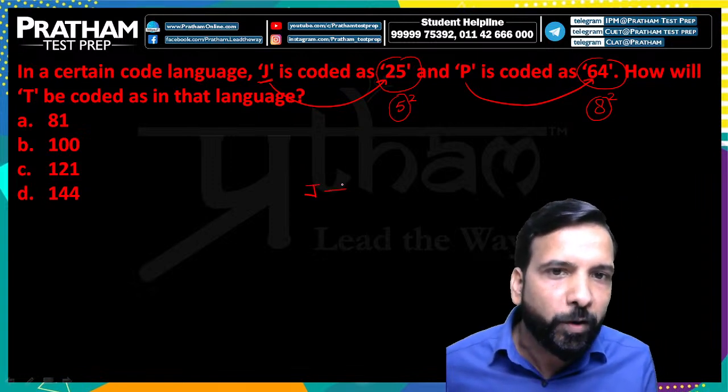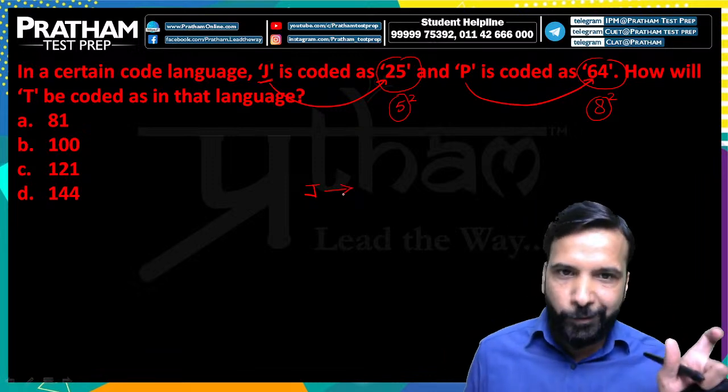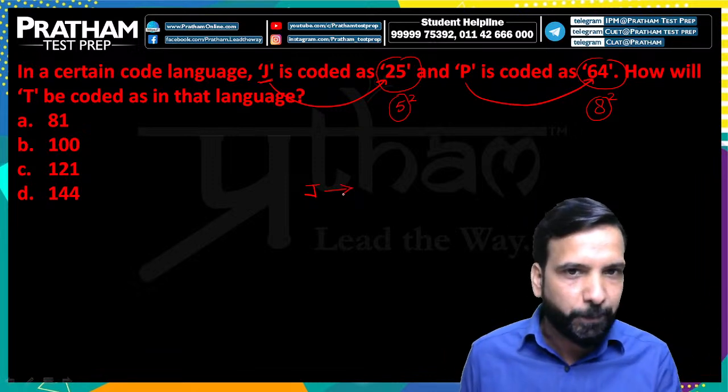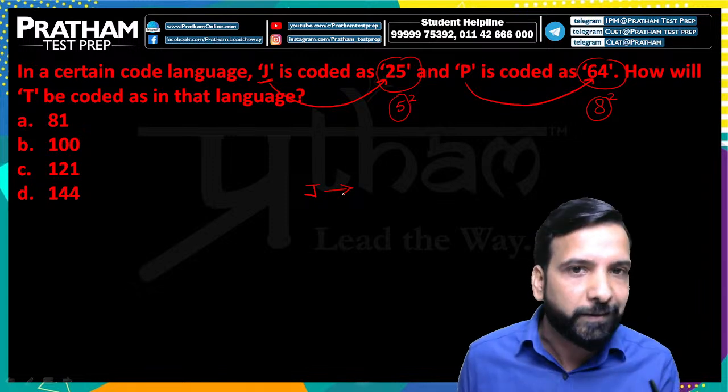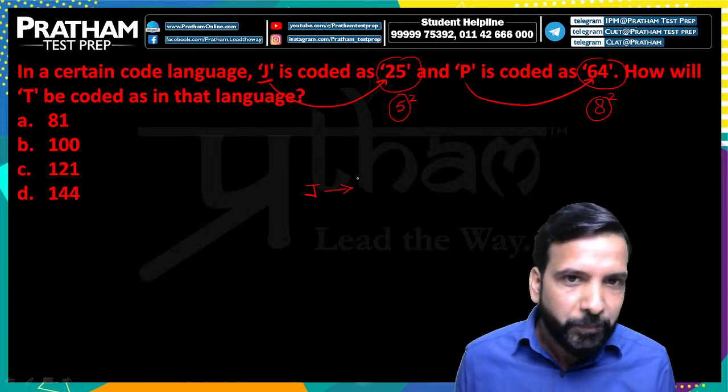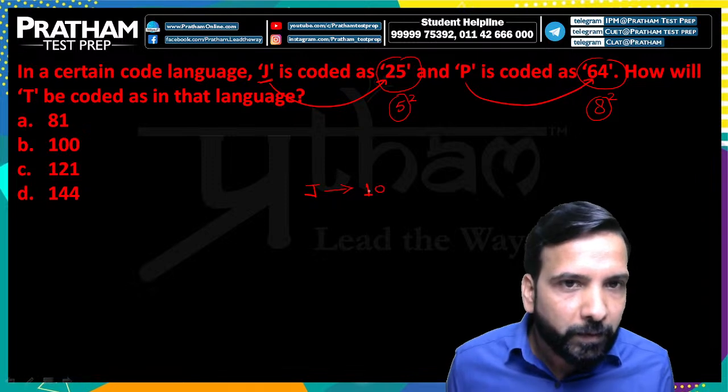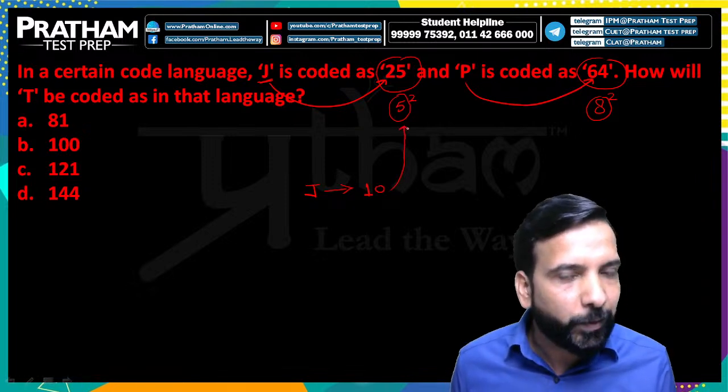What is the place value of J? J's place value in English alphabets, what is its place value? J is the 10th letter in the English alphabet, right? So 10. But here we have 5. This is the square of 5.